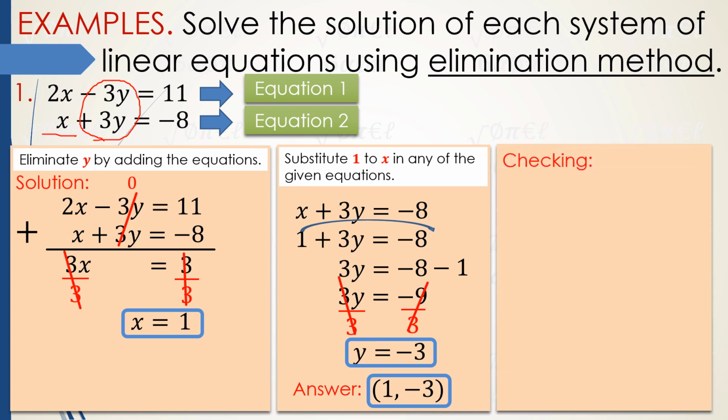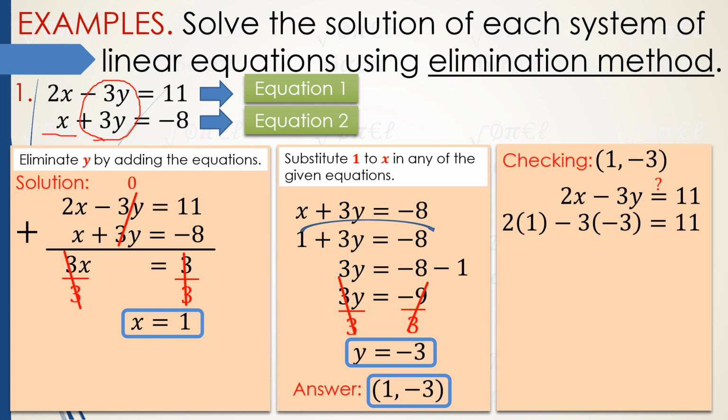Okay. To counter check if it is really the solution, we are going to substitute 1, negative 3 to each of the equations. So, dapat ay mag-equal parehas. Okay, this is equation 1. So, papalitan natin ng 1 yung x. Tapos, yung y naman ay papalitan natin ng negative 3. So, is it equal to 11 pag ginawa natin yon? So, ito na po yung ating x, ginawa ng 1, at ito na po yung ating y, ginawa ng negative 3.